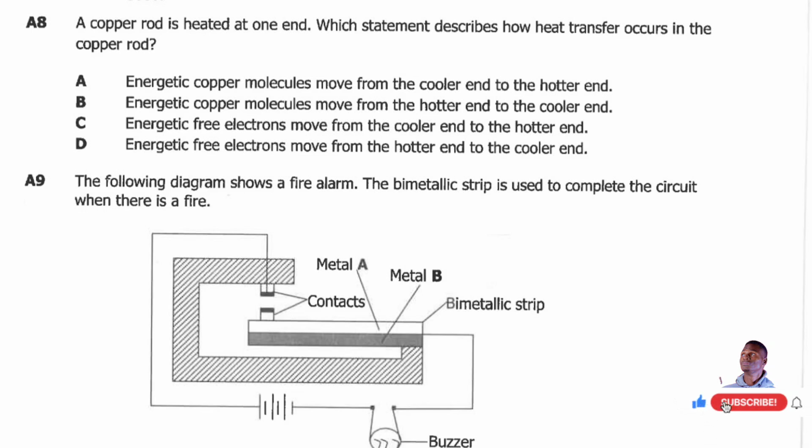Let's go to C. Energetic free molecules move from the cooler end to the, no, they don't move from the cooler end, they move from the hotter end to the cooler end. Hotter end to the cooler end, that is by conduction. So let's go to D. Energetic free molecules move from the hotter end to the cooler end. D is the best option here.